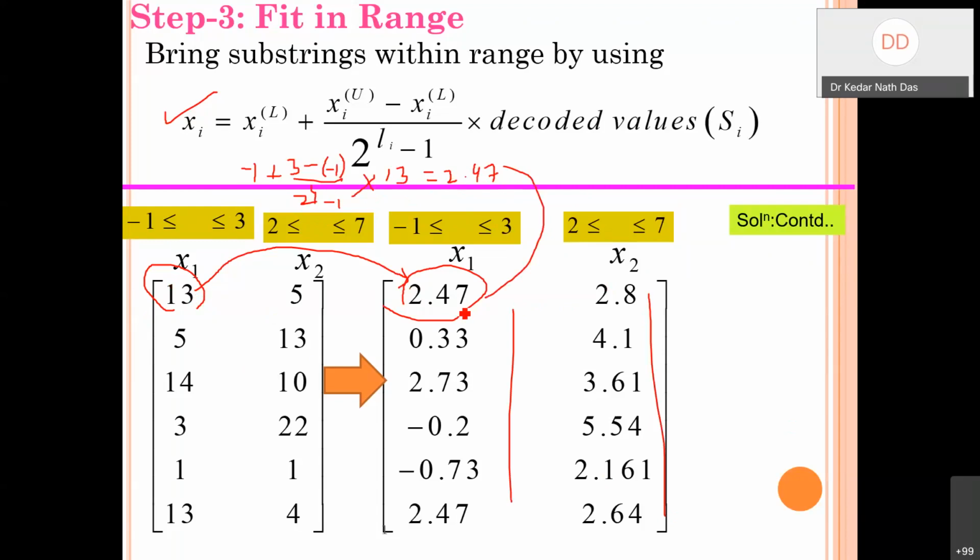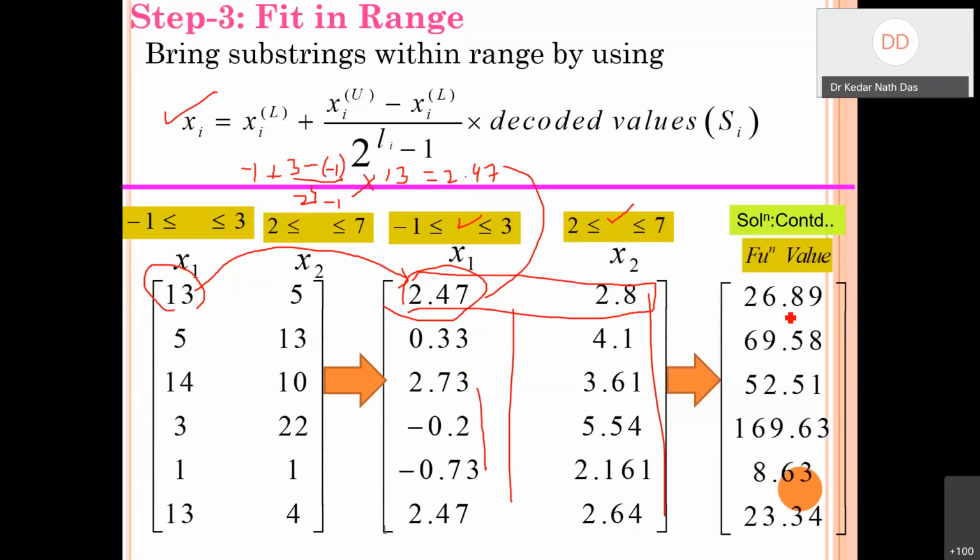So once I bring all these things into the range, and this is also now in a proper range, then we can have 6 sets of different variables. x1, x2, this is one set which can be put in the objective function, which has been taken as 2x1 plus x2 cube, as you remember. So just by putting these two values in that function, I will have some function value, say 26.89. Similarly, putting x1, x2 for this pair, I will get this function value, and so on.